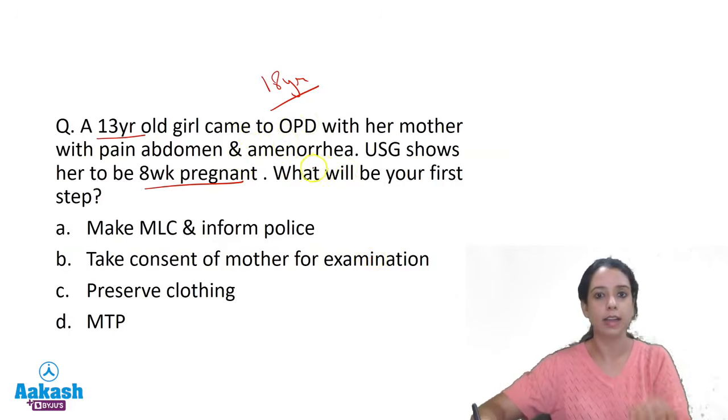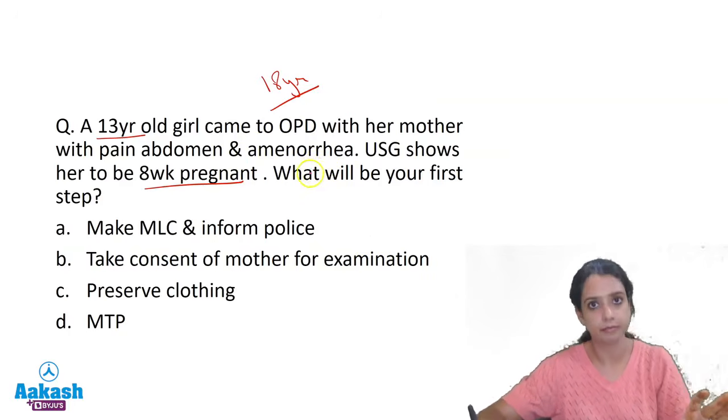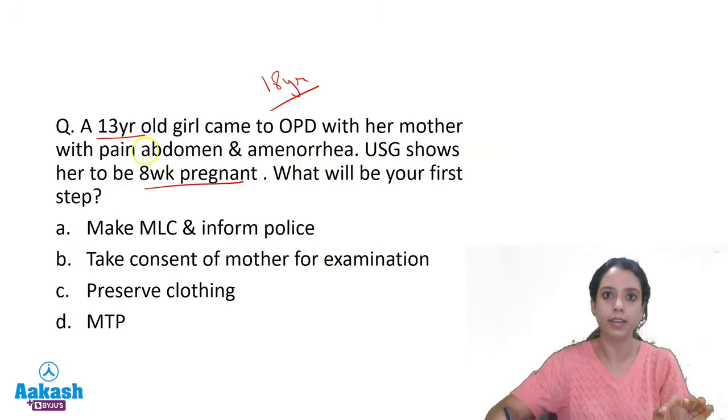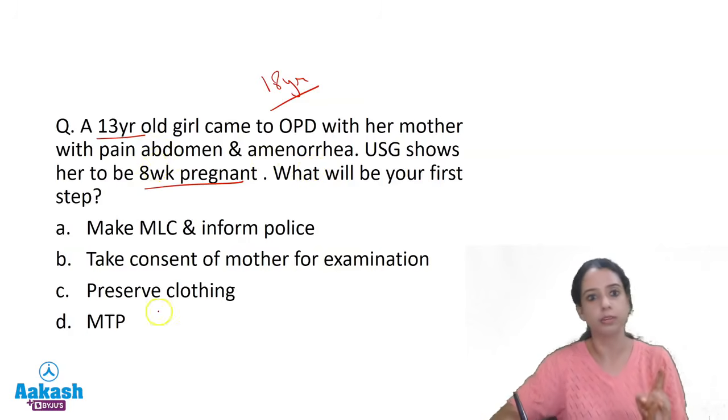Whatever the age is, having sexual activity with a girl less than 18 is rape. Consent is not needed. She is not allowed to have consent. So is it a case of rape? It is. Will you report to the police? Yes, you will report to the police.